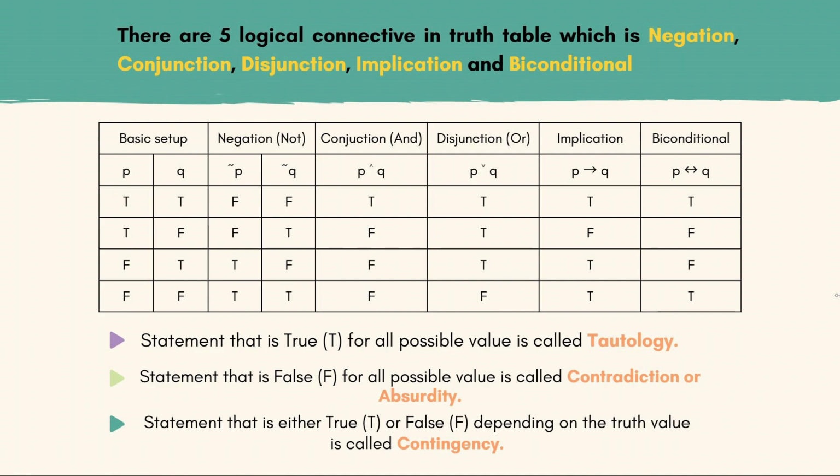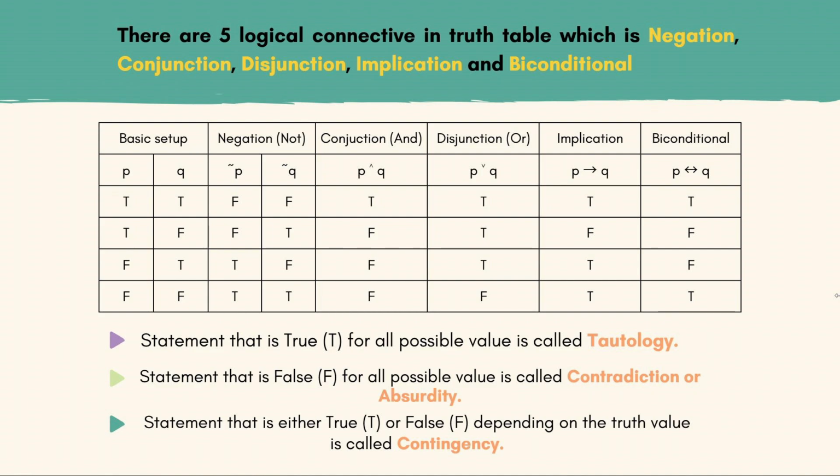As you can see from the table, we have P as true in the original statement, and when we do not P, we will get false. The same for the others. If the original statement is true, then it will become false. If the original statement is false, then it will become true.